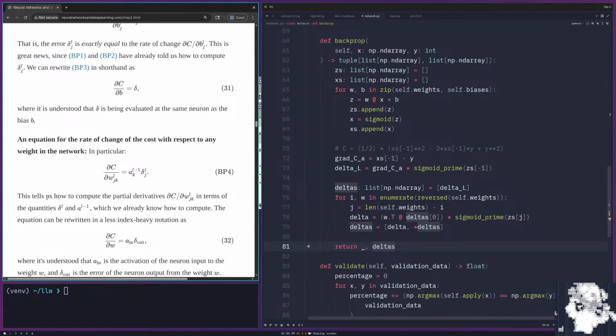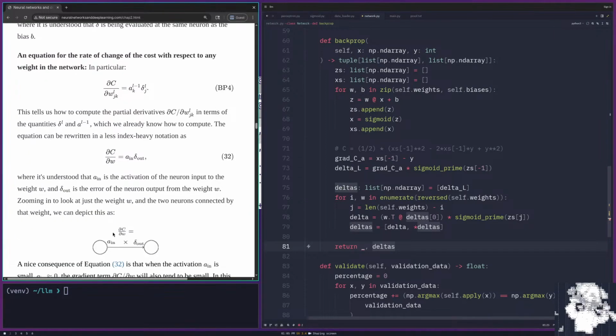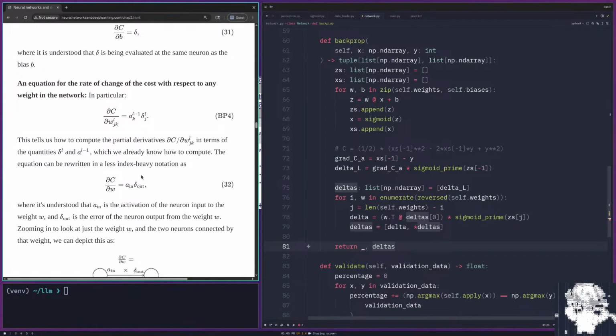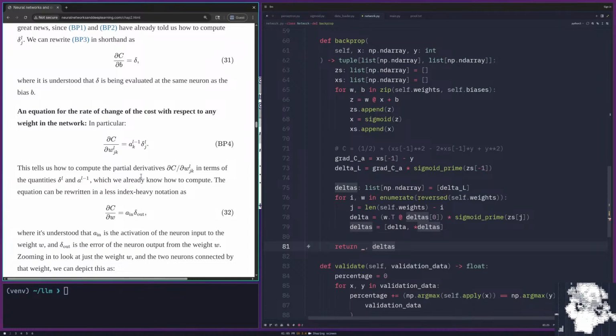Written in a less, okay, this tells us how to compute the partial derivative of C with respect to W L j k in terms of the quantities delta and A of L minus 1, which we already know how to compute. The equation can be rewritten in a less index heavy notation as derivative of C with respect to W is equal to A in times delta out. He dropped the Hadamard product notation, but I'm pretty sure there's a Hadamard product between these two.